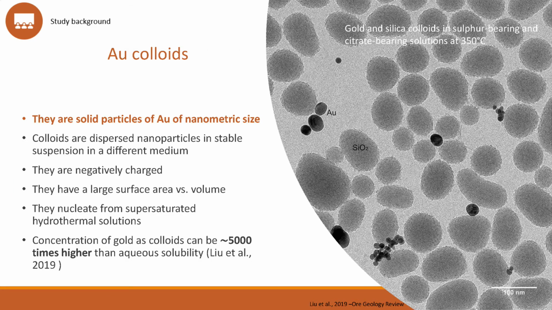But what is a gold colloid? A gold colloid is a particle that is entirely made of gold atoms, and this particle is of nanometric size. To be called a colloid, this nanoparticle must be in a stable suspension in a different medium. In our case, the medium is a hydrothermal solution.